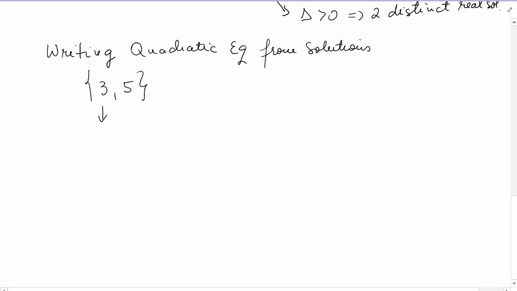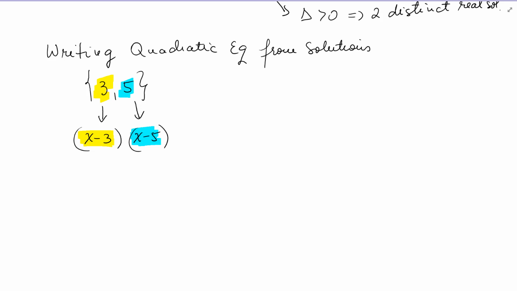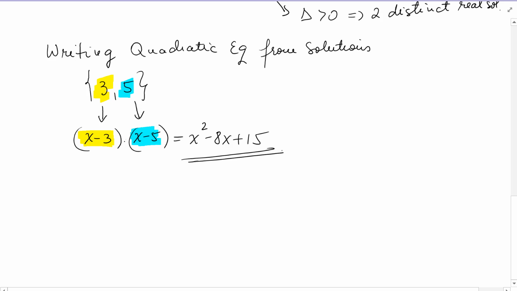Well, let's think about it. If x equals 3 is a solution, x minus 3 is a part of the problem, right? It's a factor. If x equals 5 is a solution, x minus 5 is a factor, right? Just imagine that you are setting each of these equal to 0. If you set x minus 3 equal to 0, don't you get the 3? If you set x minus 5 equal to 0, don't you get the 5? So if you multiply these together, you are actually getting x squared minus 8x plus 15, and this would be one quadratic equation that has solutions of 3 and 5.